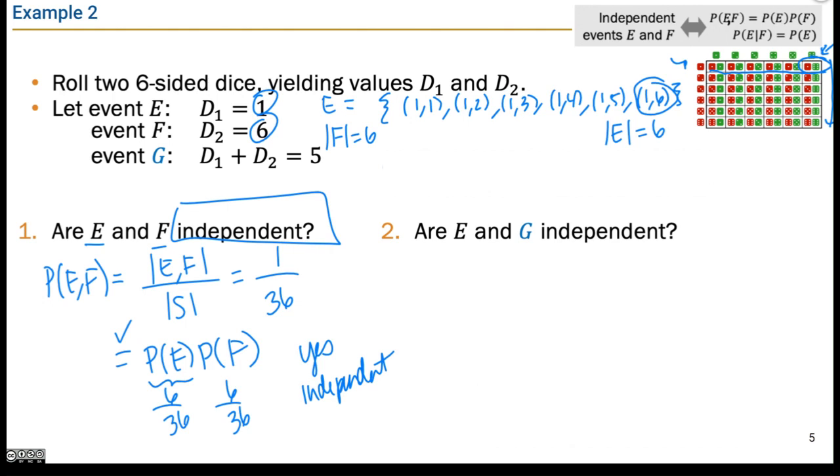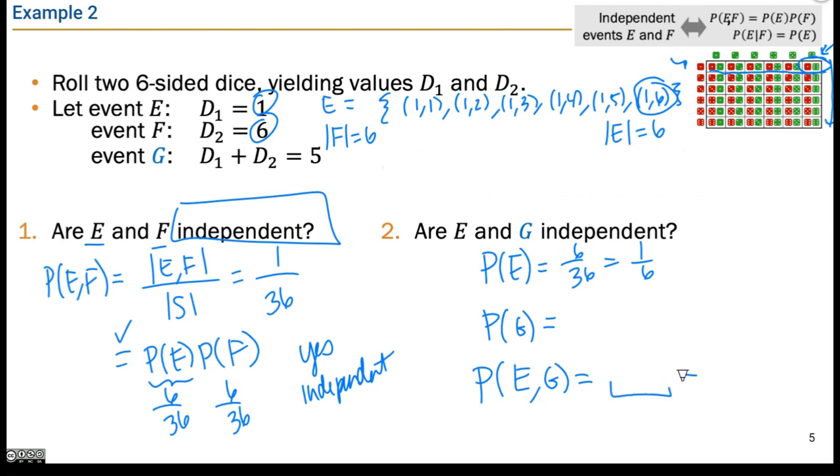What about E and G? So again, let's do each of these pieces here. I know probability of E was 6 out of 36, which is 1 out of 6. I need to look at the probability of G, and then I'll look at the joint probabilities, and I'll see if they are equal to this product. Okay, so let's fill in now these remaining pieces.